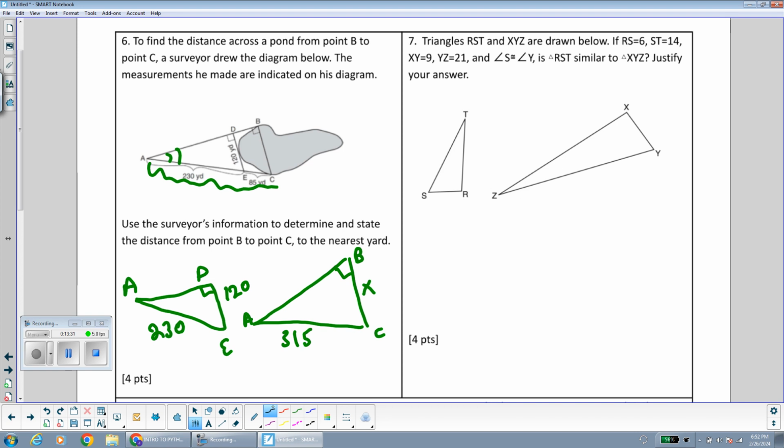So now I can make my proportion. Once again, it doesn't matter how exactly I set it up as long as I'm consistent on both sides and I put the corresponding parts together. I'm just going to do small over big, and those do correspond, equals to small over big. And now from here, you can cross multiply. So that's 230x is equal to, let me cross multiply that way.